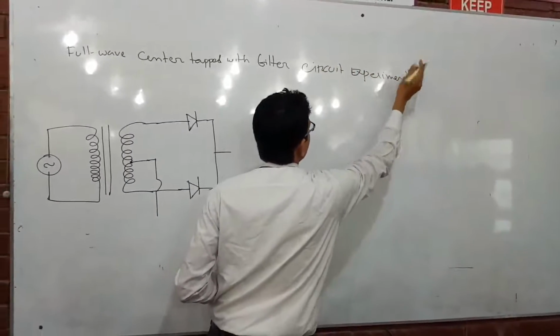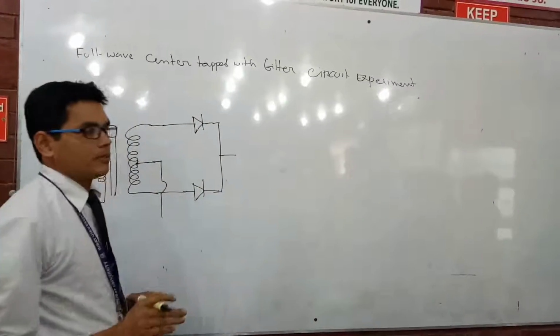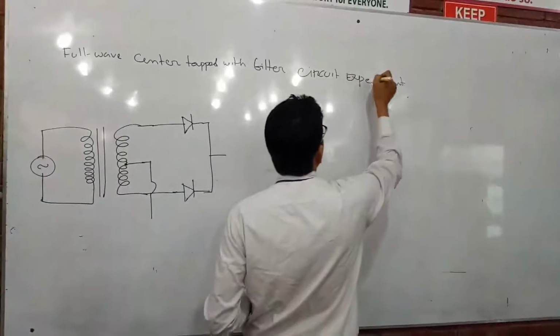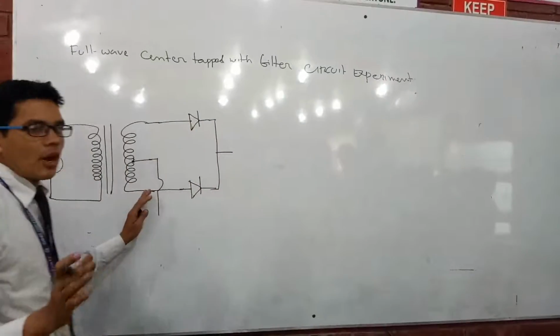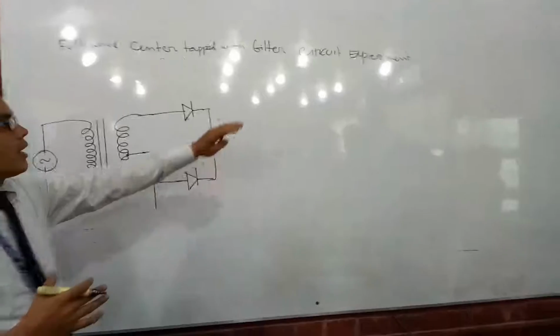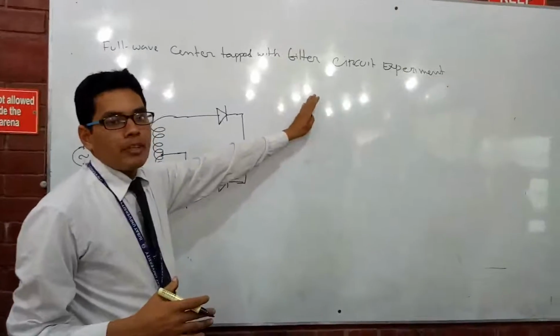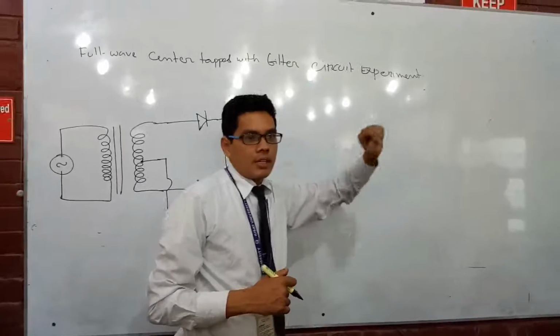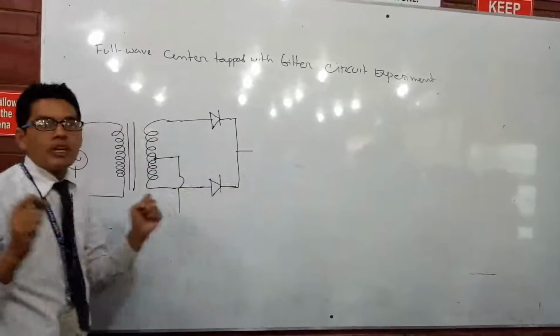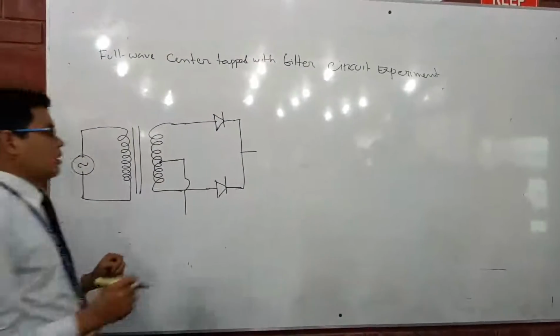Two experiments together, right? Feedback circuit. We'll have full wave center tap. We'll see the output with this. That full wave center tap output will be the input of our feedback circuit, and then we'll filter it and we'll see the steady DC. That's what will be our job. So there will be two experiments in a package. Okay.